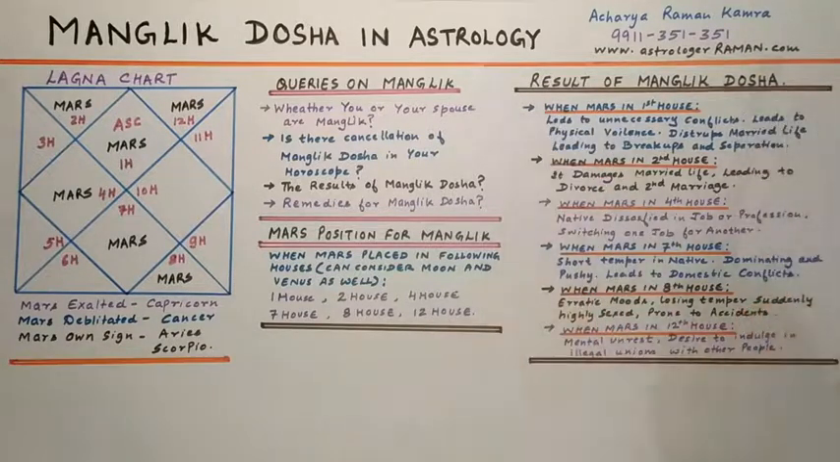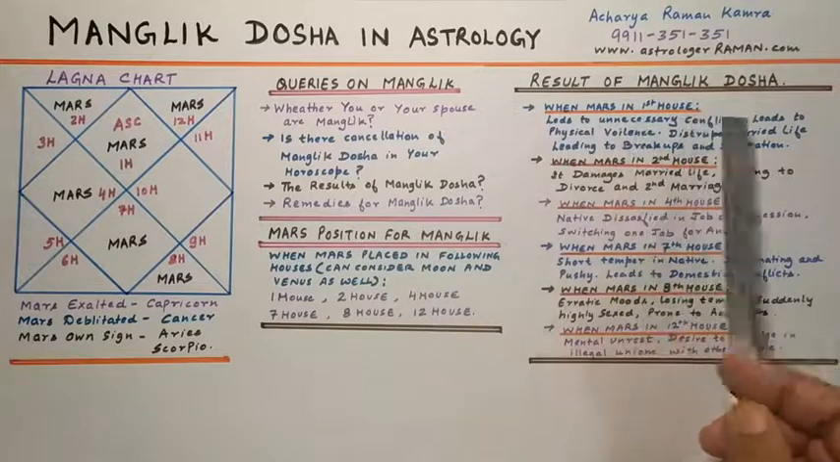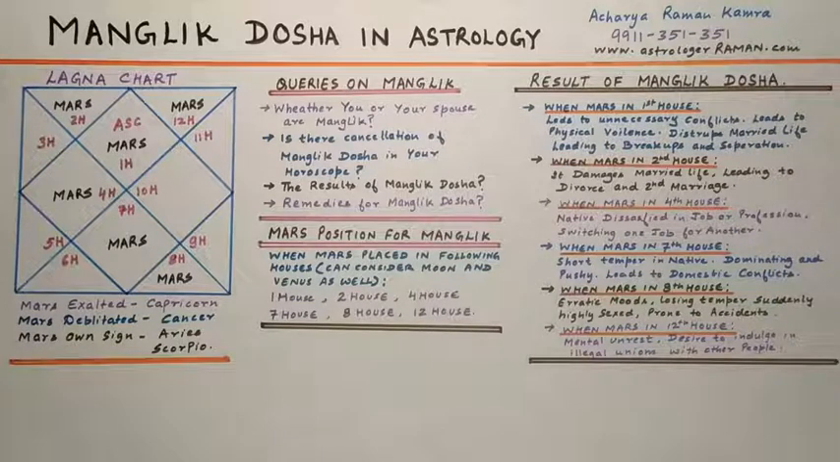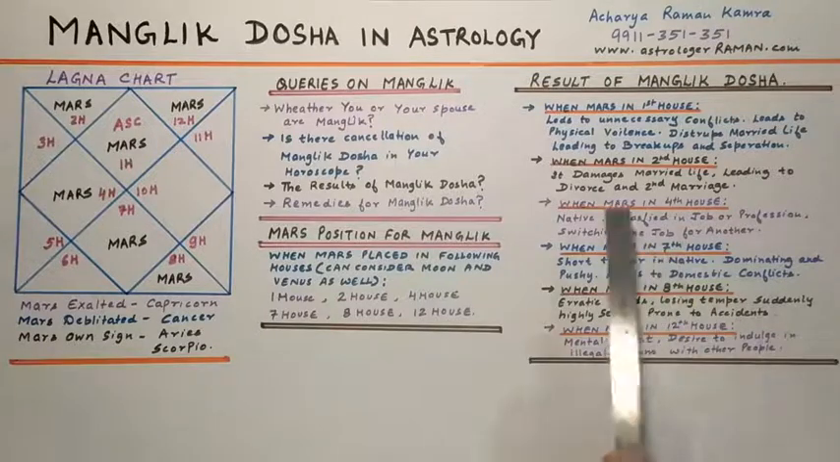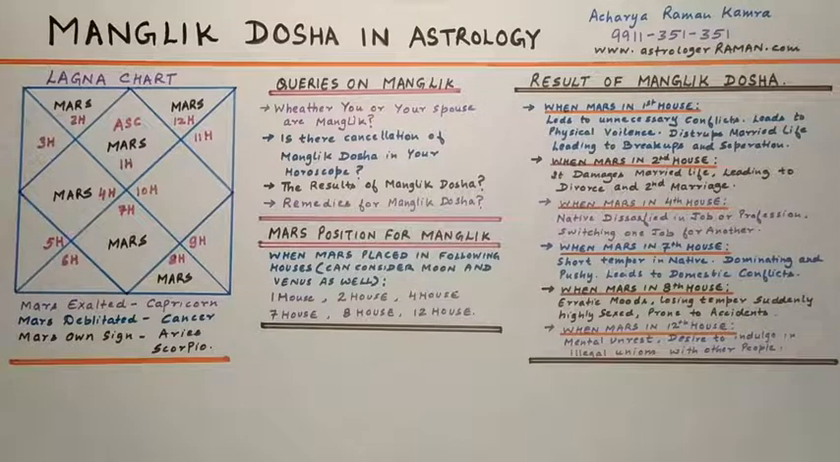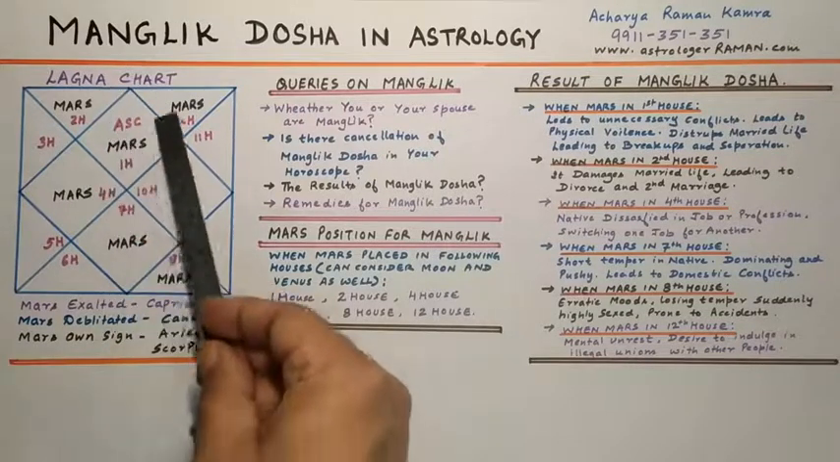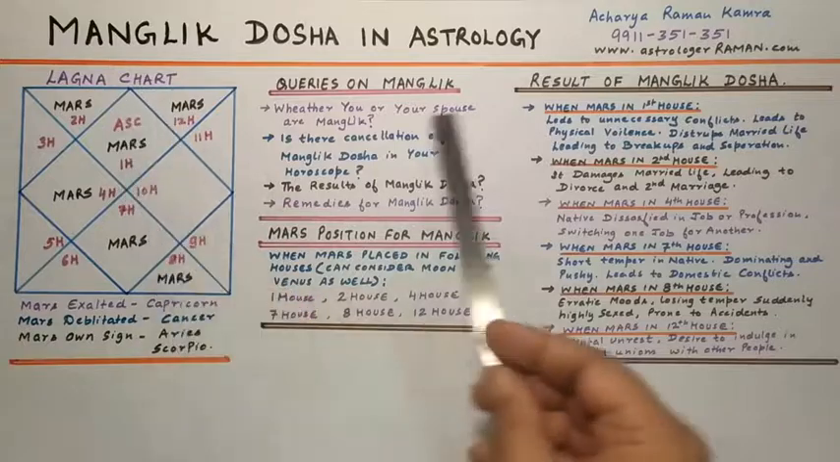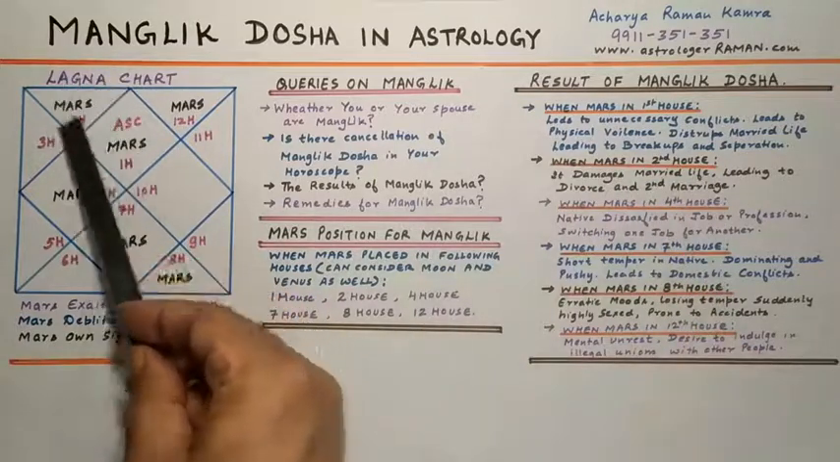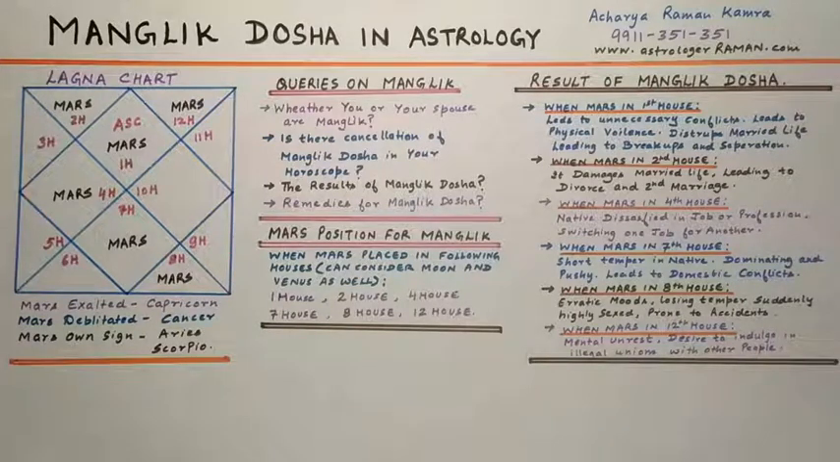Now the results or effects of Manglik Dosha are, when Mars is placed in the first house, and the Manglik gets married to a non-Manglik, it leads to unnecessary conflicts between the two and many a time leads to physical violence. This disrupts normal married life, leading to breakups and separation. When Mangal Dosha is due to Mars in the second house, when Mars is active and negative in the second house, it damages the marriage and married life of the native, leading to a divorce and a second marriage.